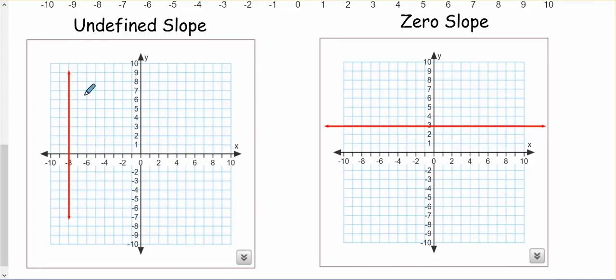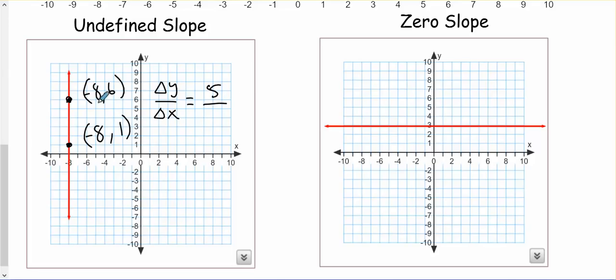Now here's why it's undefined. If I pick a point here, this point is negative 8, 6, and we pick another point here, it's negative 8, 1. We say our slope is change in y over change in x. Well, what are my y's changing? From 1 to get to 6, I'm going up 5. You can count it: 1, 2, 3, 4, 5. So we're going up 5.